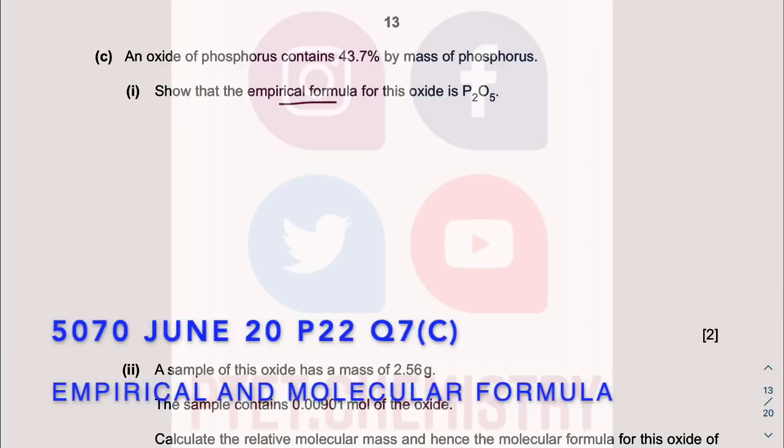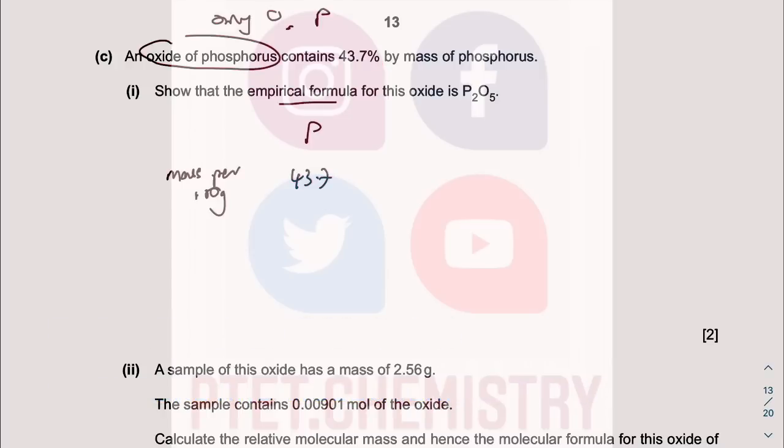Next bit is showing empirical formula. So you have an oxide of phosphorus, so that means only oxygen and phosphorus. If phosphorus is 43.7, if this is mass per 100 gram, that means you can convert the percentage to 43.7 gram, mass per 100 gram. So there's 100 minus 43.7. This is a percentage, there are only two things. If this is the percentage of phosphorus, what is the percentage of oxygen? That's going to give you 56.3.